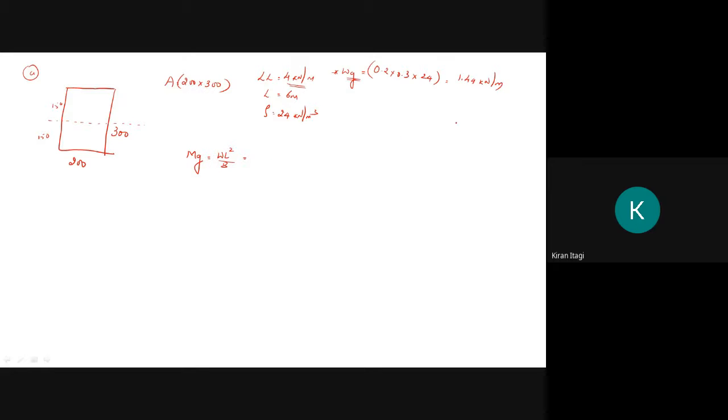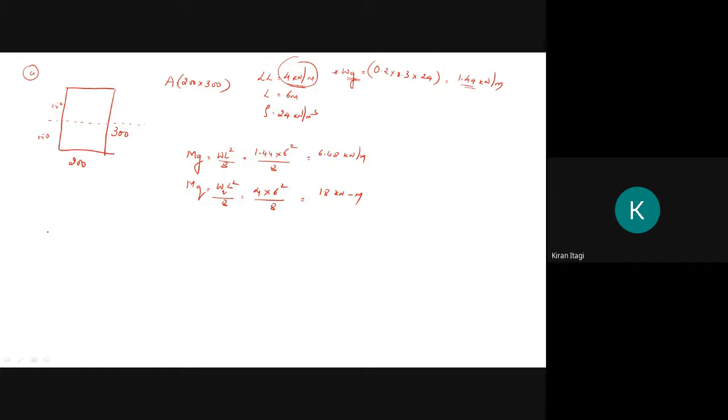Here W will be the dead load, that is 1.44 multiplied by span 6 square divided by 8, which is equal to 6.48 kilonewton meter. Similarly, the moment due to live load will be equal to WL square upon 8. Live load how much he has given? He has given 4 kilonewton. 4 into 6 square upon 8, which is equal to 18 kilonewton meter.